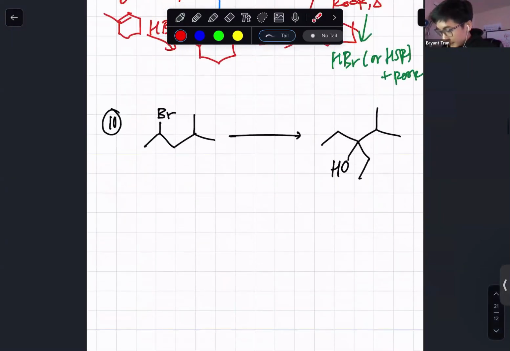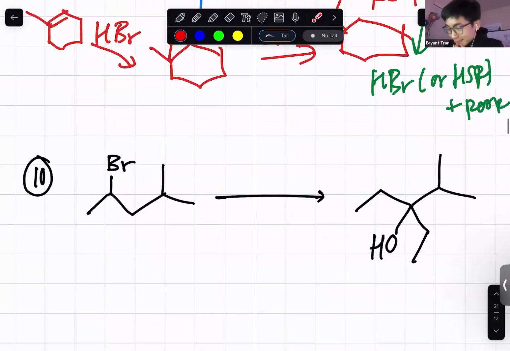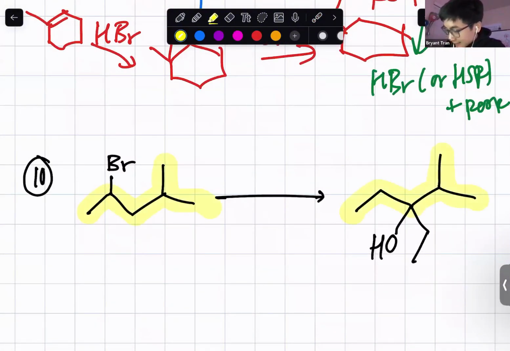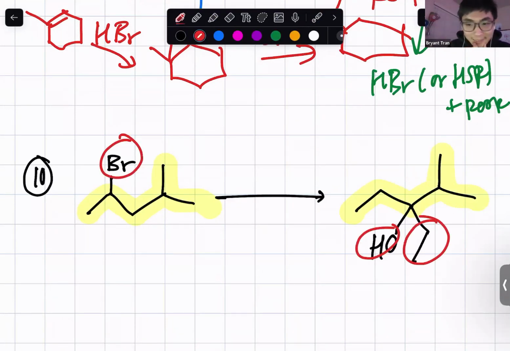Right. Okay. Now for number 10, let's highlight that and highlight this, and look at the differences. Bromine, alcohol, and ethyl. We have a new carbon-carbon bond here. What reaction does that tell you that we have in the synthesis, if we have a new carbon-carbon bond? Grignard, yes.